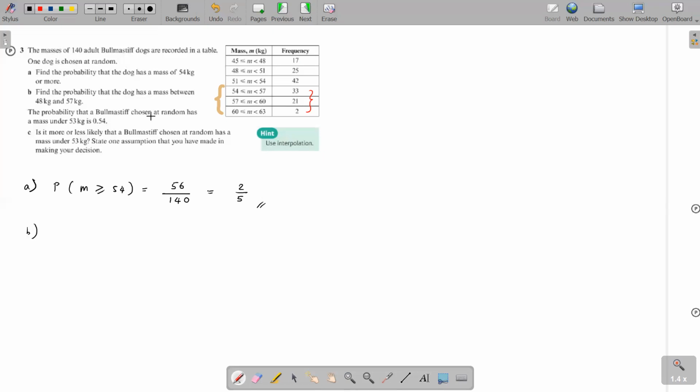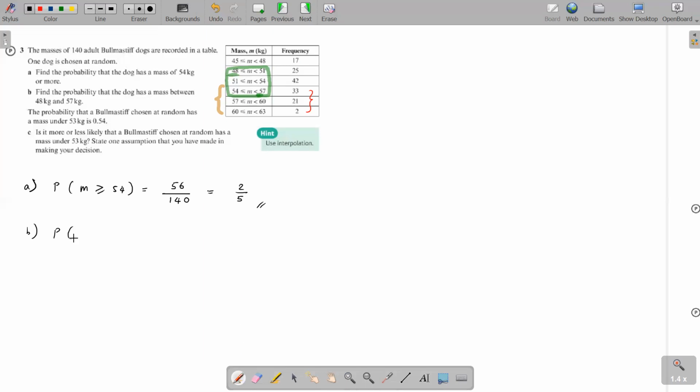Find the probability that the dog has a mass between 48 and 57. So you have to find the probability that it has a mass between 48 and 57. Between 48 to 57, can you see? So this group. Guys, can you see? So here you have the masses that are greater than or equal to 48, less than 57. So between 48 and 57 basically.